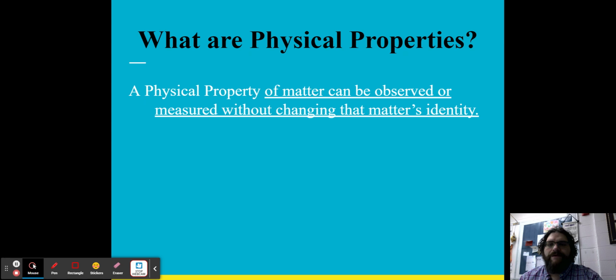So if you talk about a piece of paper, you can talk about its color, its shape, how smooth or rough it feels, how light it is. All of those things are physical properties. Okay, and you can change them and it's still a piece of paper. If I add ink to the paper, it's still paper. Nothing has fundamentally changed about it.